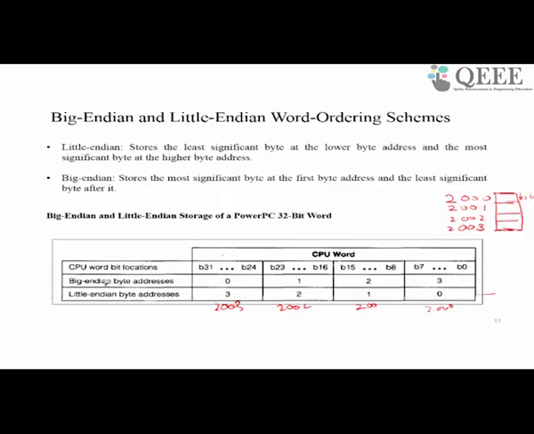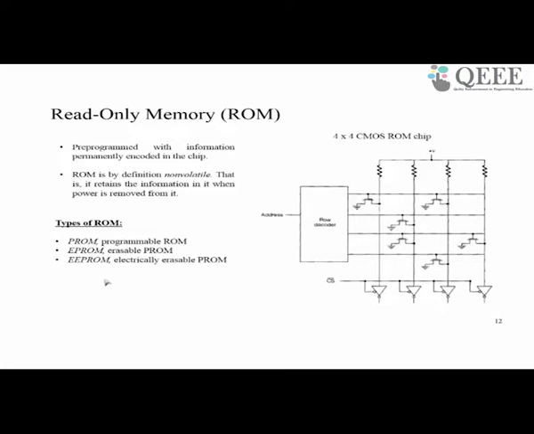So this has to be kept in mind when we store and retrieve data on the memory by the processor. Then we will talk about the different memory technologies. We will start with the simplest one, which is the read-only memory.